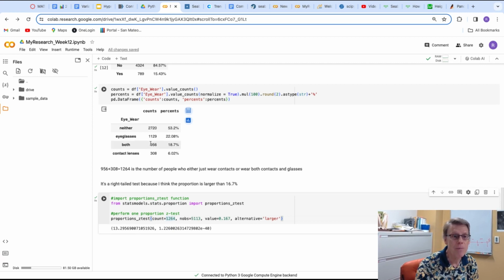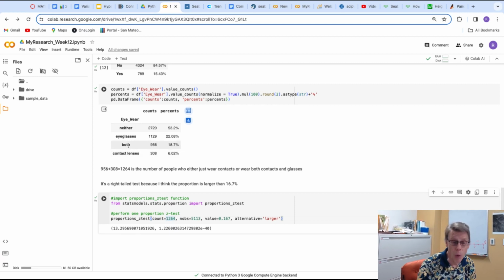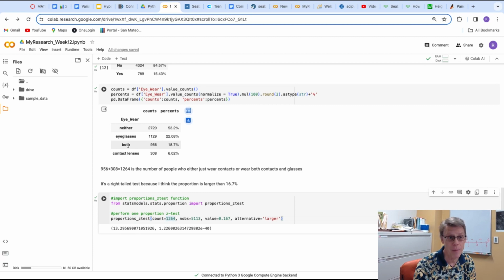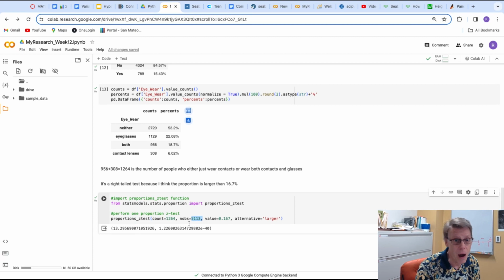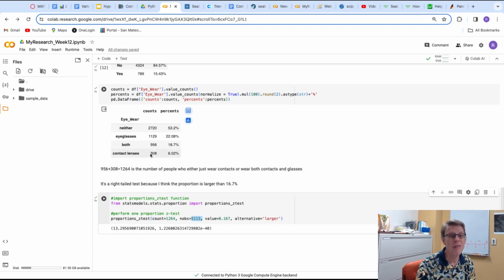The count is just the total of 956 plus 308, because there are 956 people who wore both contacts and glasses, so I'm going to count them in the contacts, and then another 308 that just wear contact lenses. So that's the total of these two categories for the count. And then the number of observations, or if you want to say nobs, that's more fun. The nobs is the total of everybody. So I just added all four of these counts together, and that's my total.